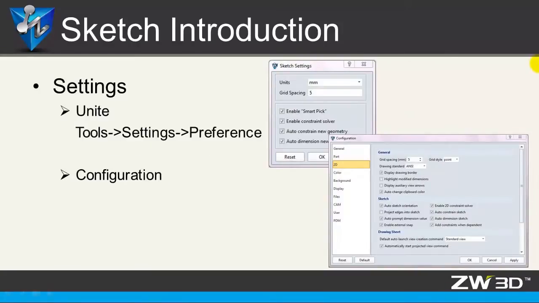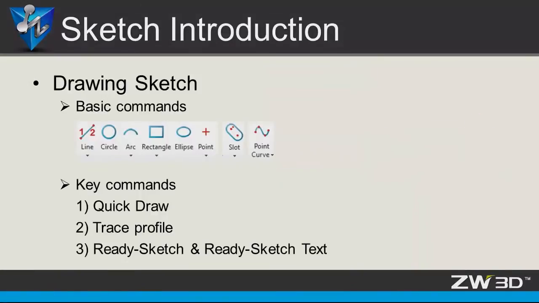First, settings. Open the software. Choose the tab Tools, find Settings column and click Preference. In this dialog, you can set the sketch unit. Some general parameters could be set in configuration if you would like to customize them.